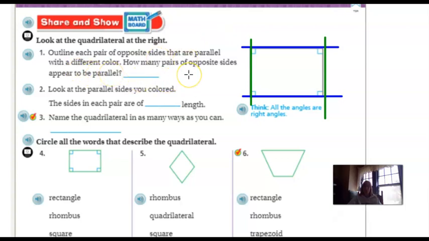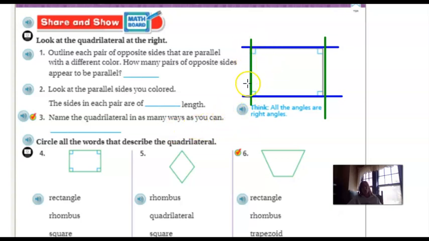How many pairs of opposite sides appear to be parallel? Hopefully you're seeing two different pairs. Look at the parallel sides you colored. The sides in each pair are equal length. Okay, so equal, equal, equal, and equal. These are not the exact same length as these. You can see that. So name the quadrilateral in as many ways as you can.